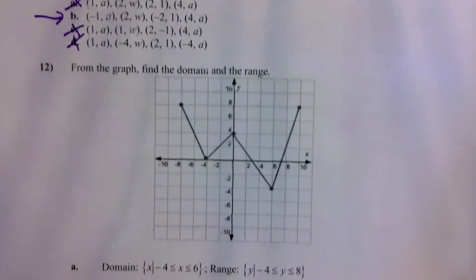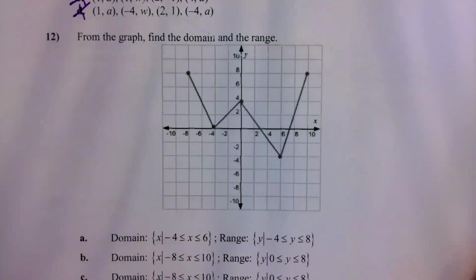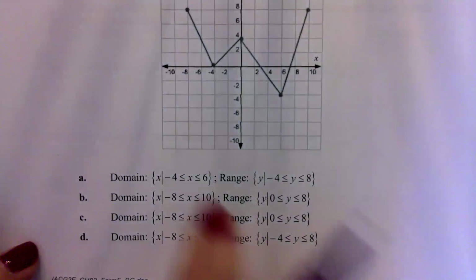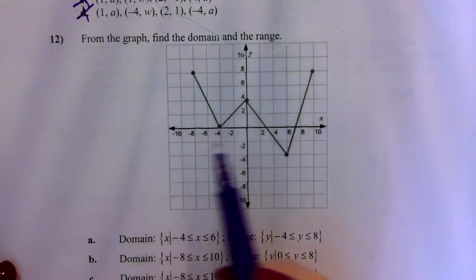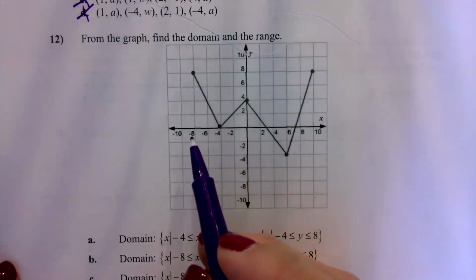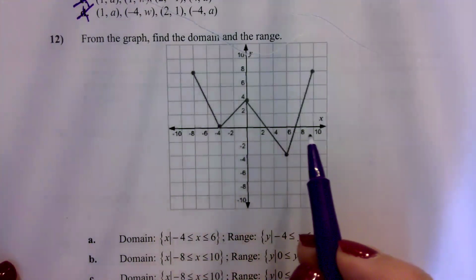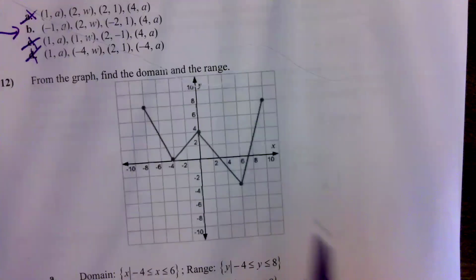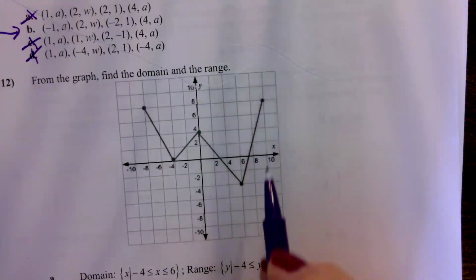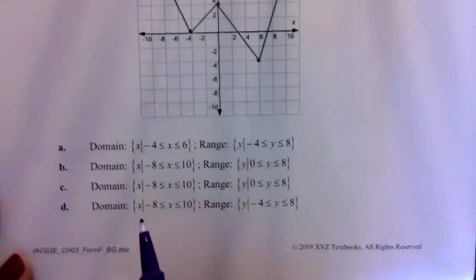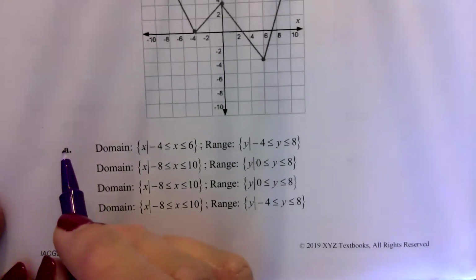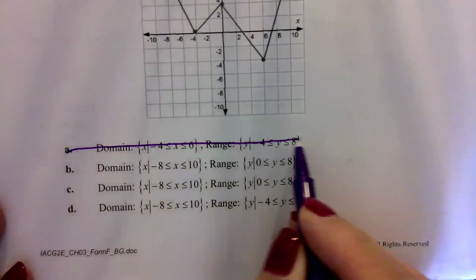Okay, number 12, it says, from the graph, find the domain and range. So the domain is what can go in as far as the x's. So you're looking for smallest to largest, which is just left to right. So it looks like we're going from a -8 all the way through a +10, sorry about that. They go by 2, so +10. And we're including, so it looks like A is the only one that will not work on that.